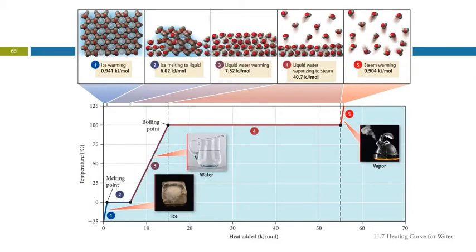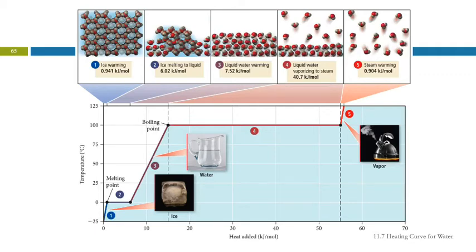So this slide shows a heating curve for water from minus 25 degrees up to 125 degrees. And here we actually have numbers on the x-axis. This would be for heating 1 mole of water. It starts out as a solid, so you have an ice cube. And then to heat the ice cube, we add energy, right?